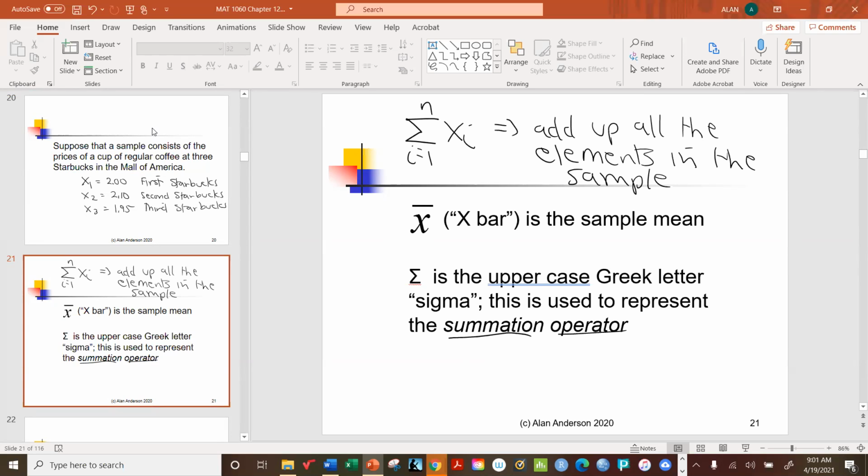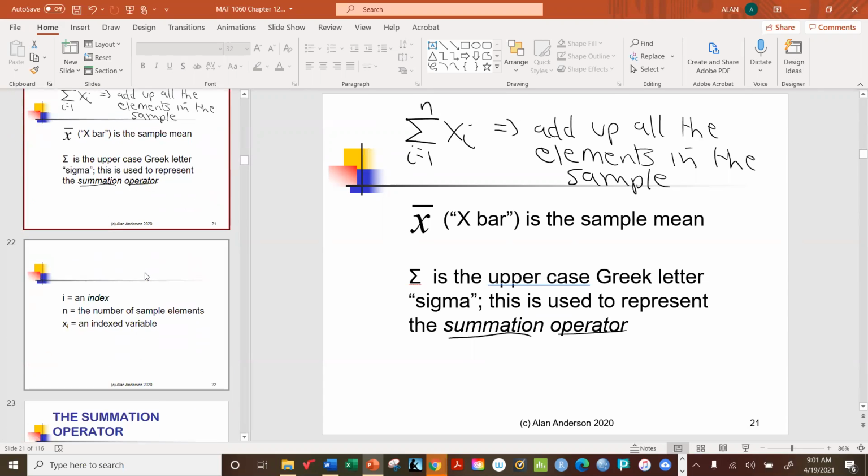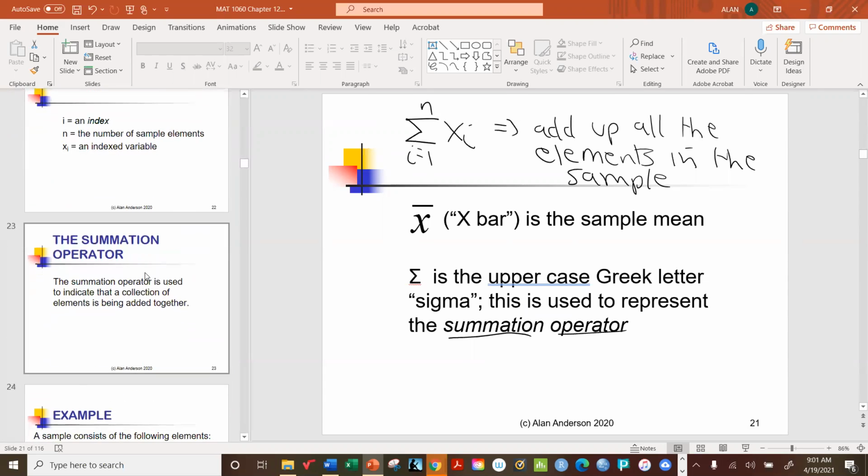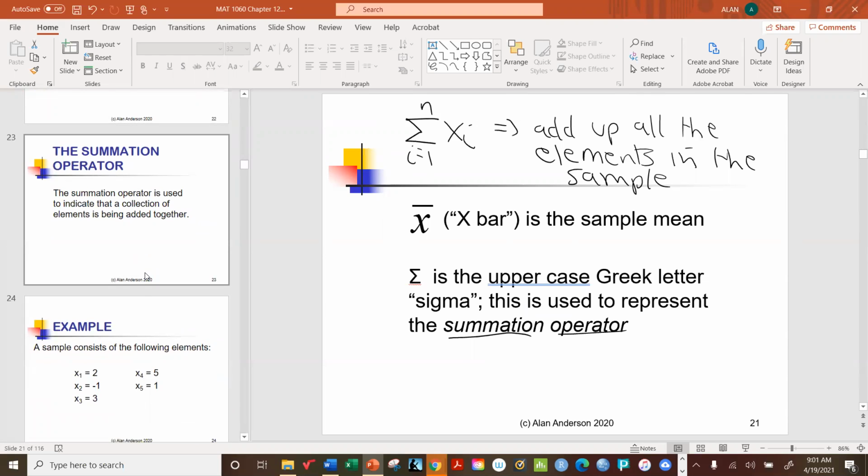That's what it actually means. Add them up. It's just a very compact way of saying however many elements there are, what you're going to do is add them up. Okay, so I've got a somewhat more detailed discussion here coming up of what the summation operator is.